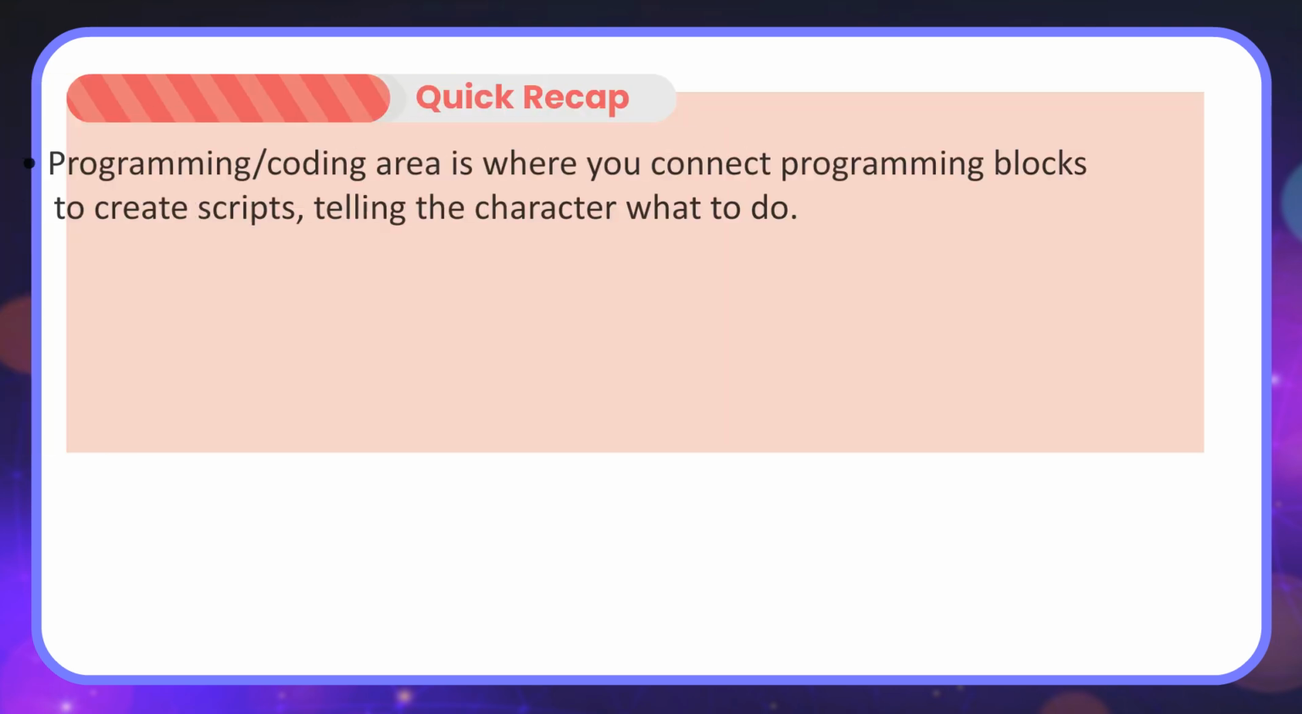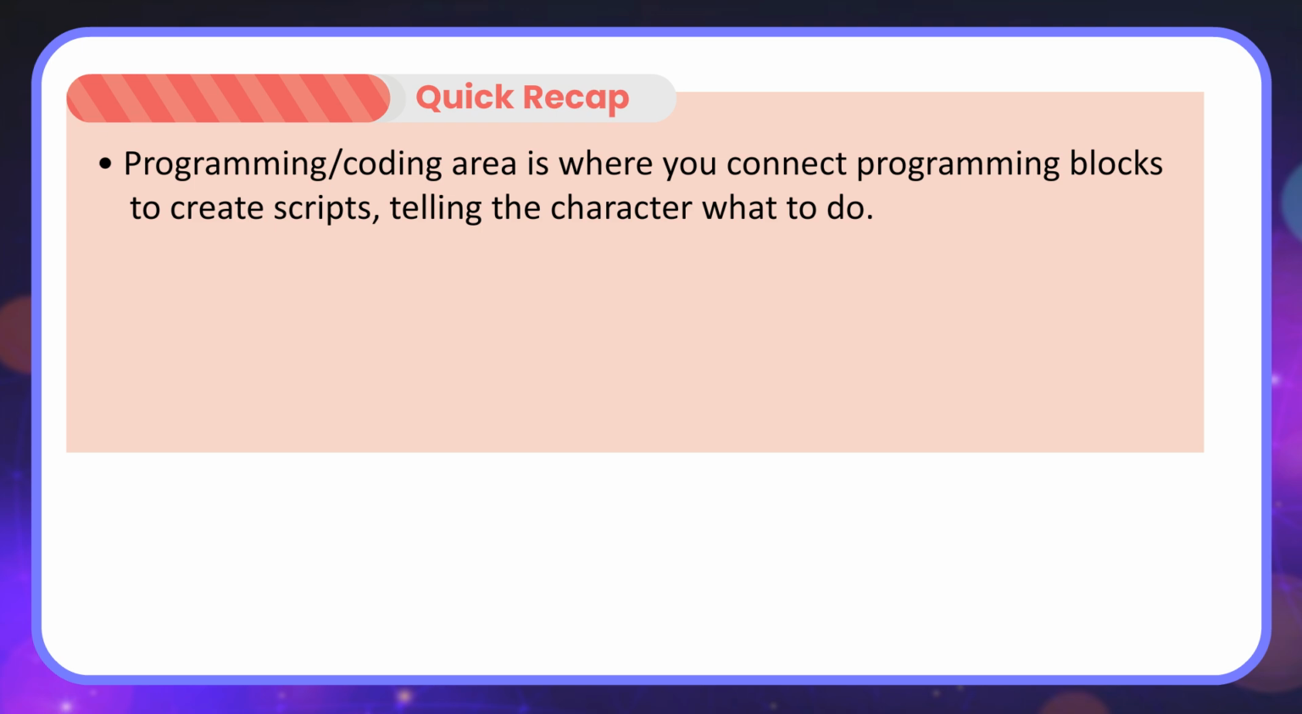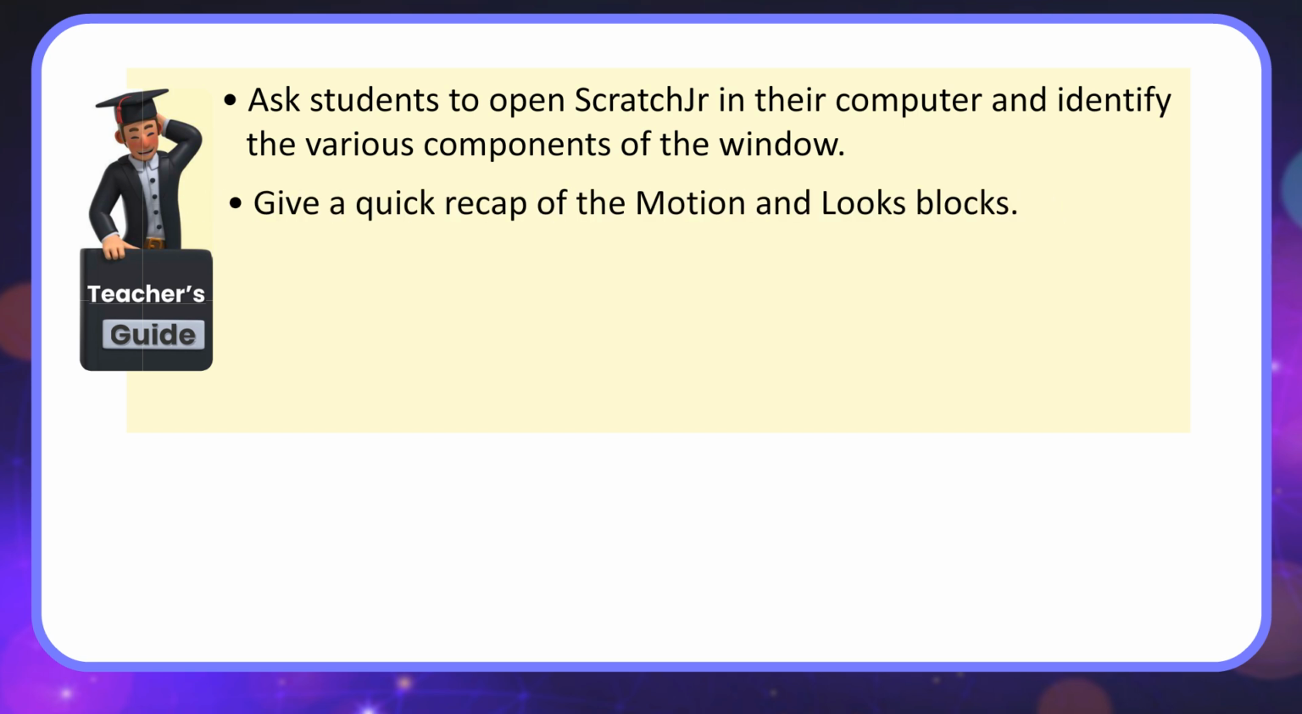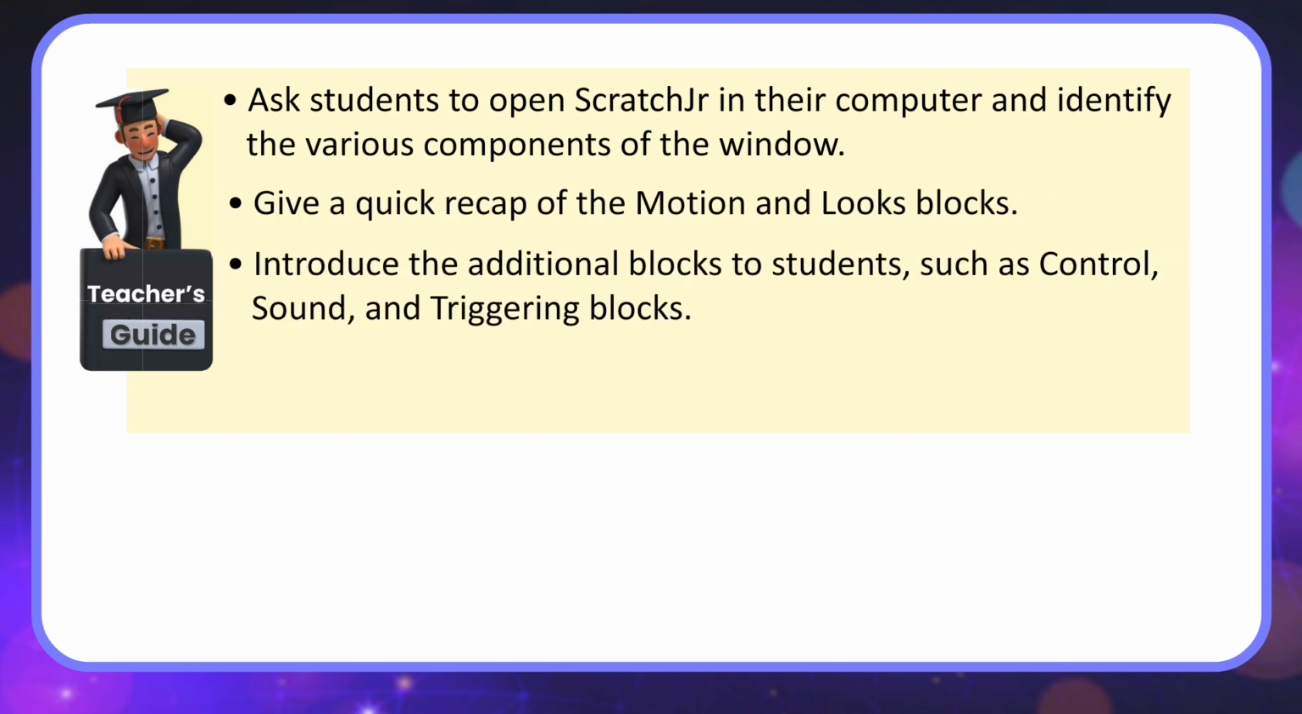Quick recap. The programming coding area is where you connect programming blocks to create scripts, telling the character what to do. Triggering blocks are used to start scripts. Sound blocks are used to play sounds in your project. Control blocks are used to control how many times or when other blocks are run.